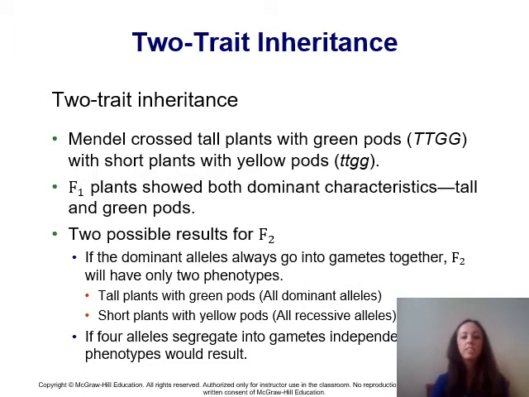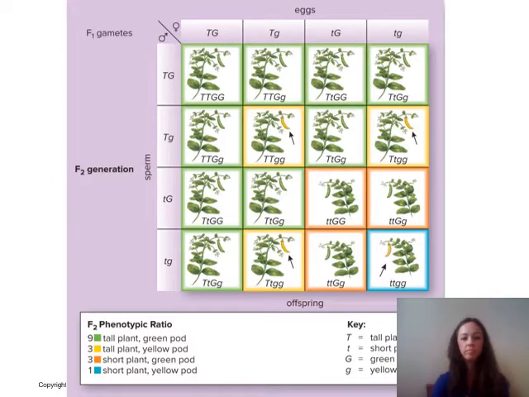Mendel hypothesized that if the alleles were inherited together, like all of the dominant traits sticking together and all the recessive traits sticking together, there would only be two phenotypes that the F2 generation would have: tall plants with green pea pods and short plants with yellow pods. If the alleles were inherited separately, then four phenotypes would be possible. And the offspring did show these 4 different phenotypes.